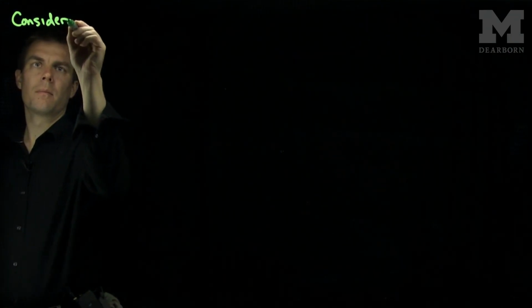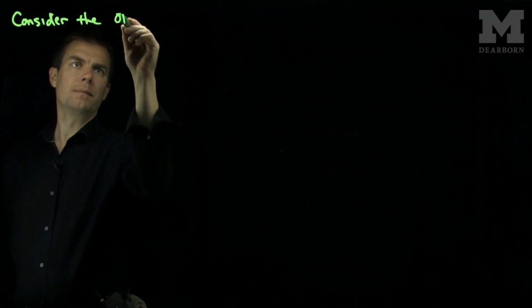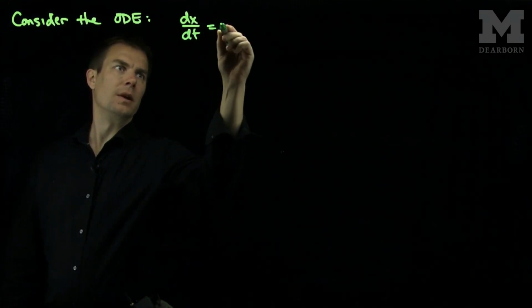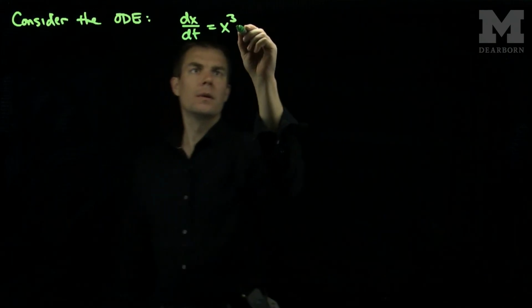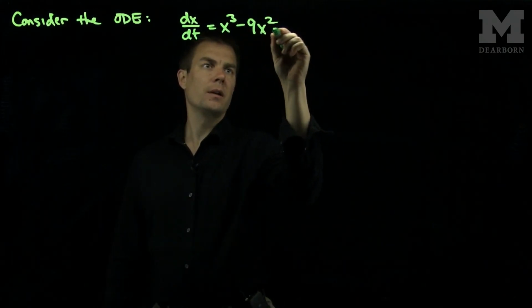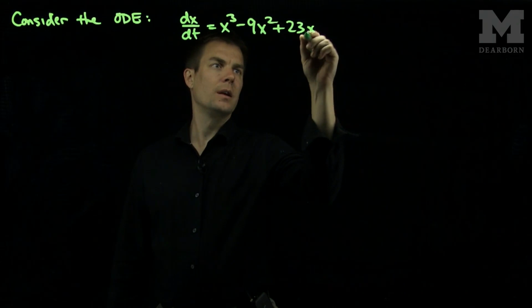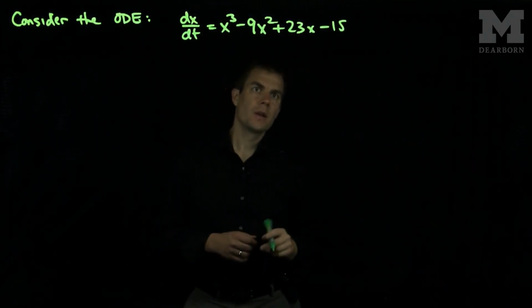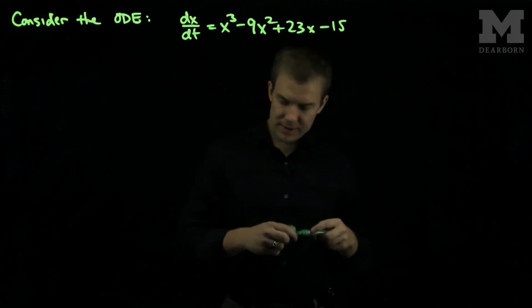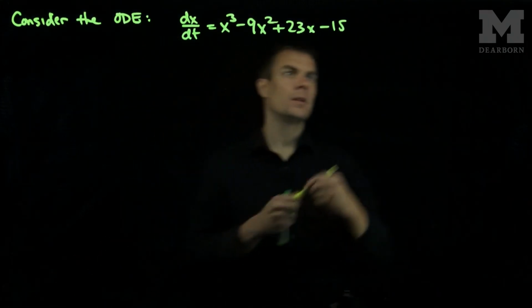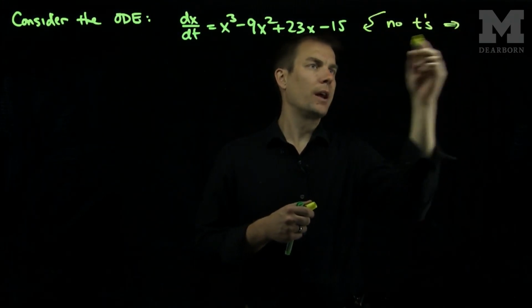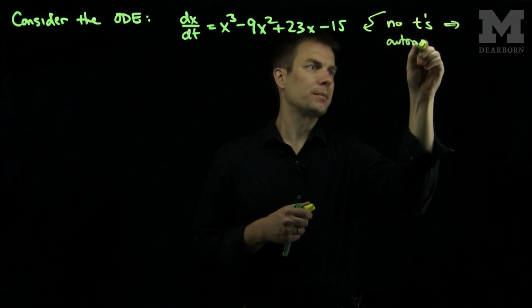Let's consider the ODE dx/dt = x cubed minus 9x squared plus 23x minus 15. There are no t's on the right-hand side of the equation, so no t's implies that the equation is autonomous.